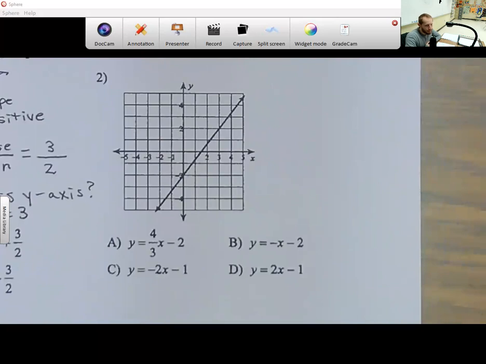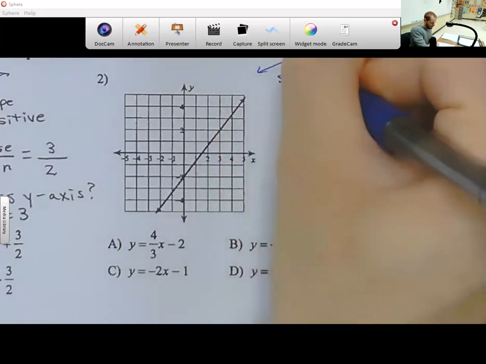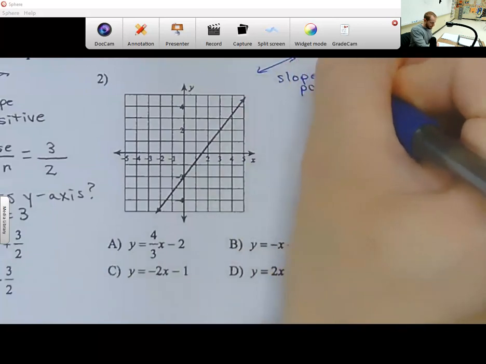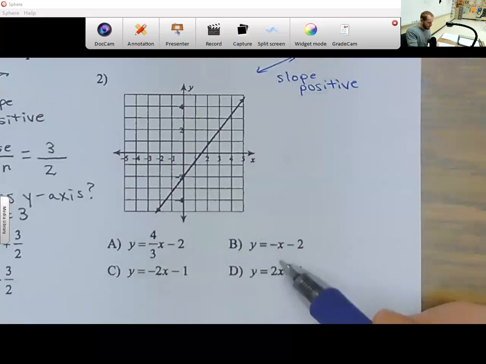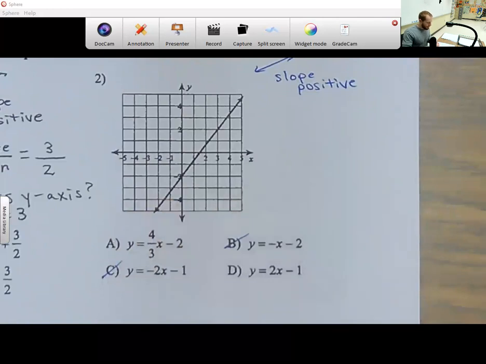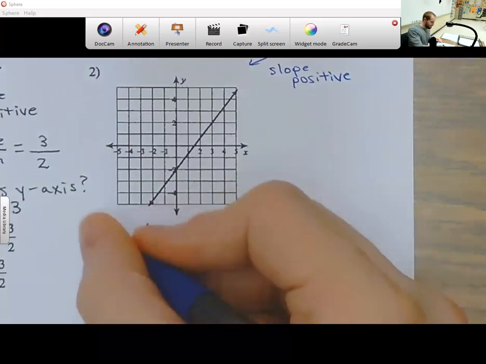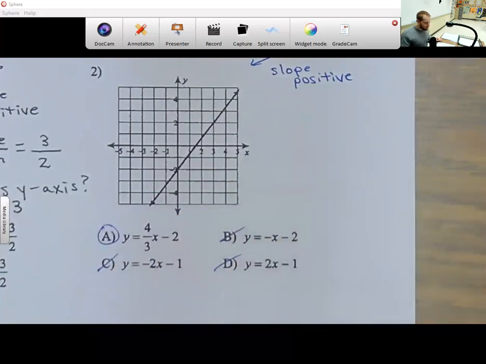Now, looking at the graph, it's going up from left to right, so I know the slope is also going to be positive. So the slope is positive. That means I can get rid of all the equations that have a negative slope. So the slope right here is -1, that's no good, get rid of that. This slope right here is a -2, that's no good, get rid of that. So really it's between A and D. And it looks like the y-intercept is -2, so it's probably going to be A. But let's go ahead and find the 2 sources of information first.